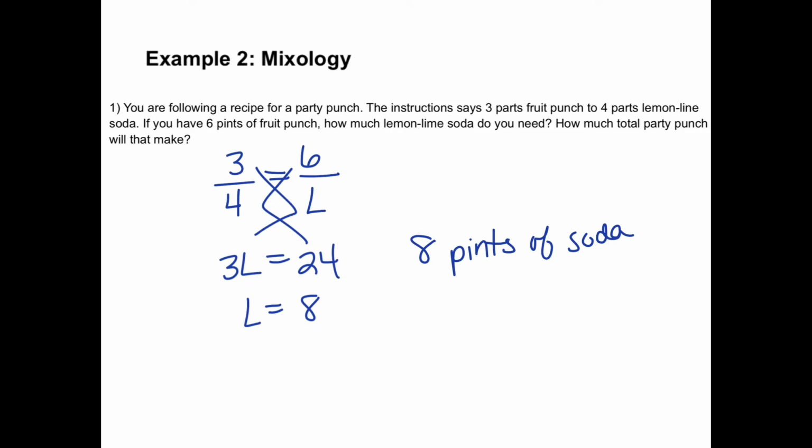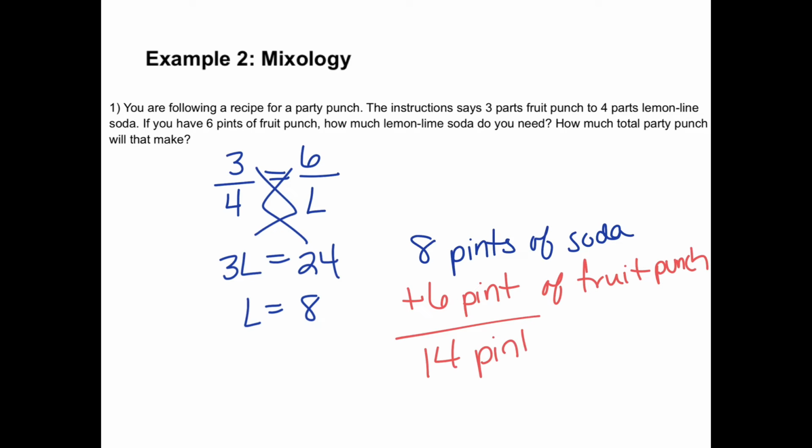Now, as far as answering how much total party punch will that make, we have to then go ahead and add the 6 pints that was in there of the punch. I guess I should say the fruit punch, since we're making a party punch. I don't want to just say punch. So 8 plus 6 would be 14 total pints of party punch.